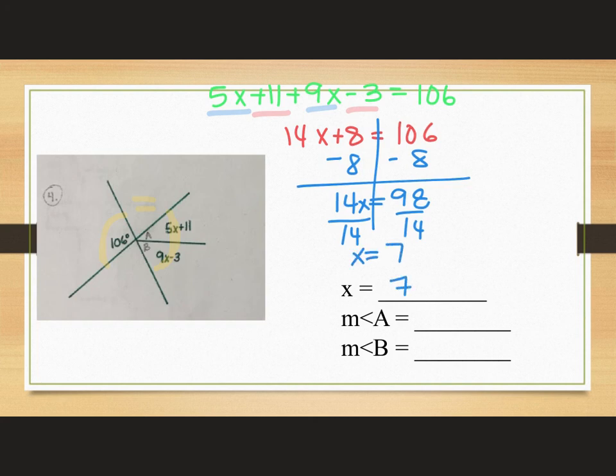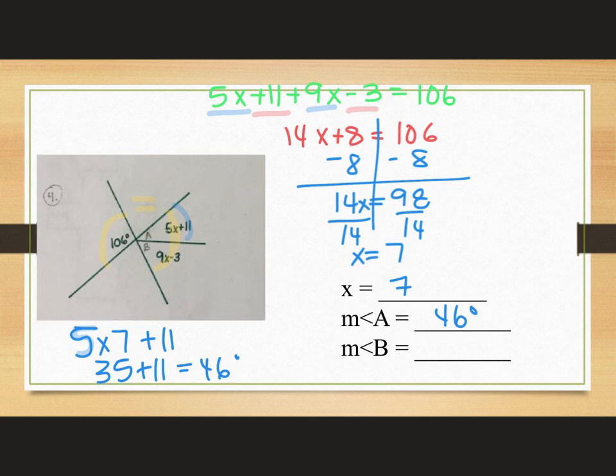All right, so now we're going to plug in that value to find A and B. So if I'm looking just at angle A here, we are going to plug in a 7 where our x is. So we are going to do 5 times 7 plus 11. So 5 times 7 is 35. Plus 11 will give us a value of 46 degrees. So angle A is 46 degrees.